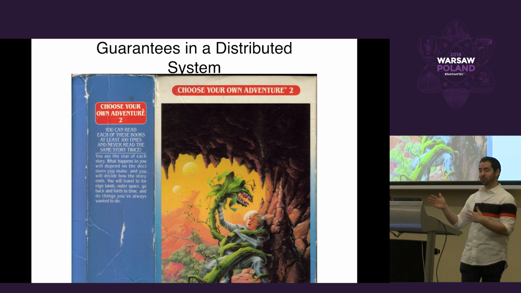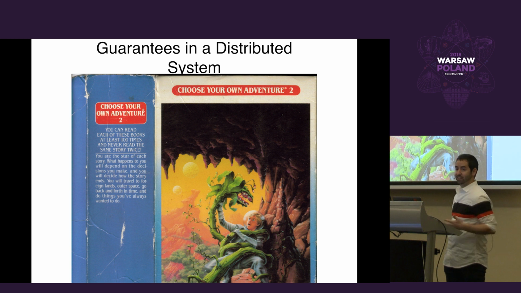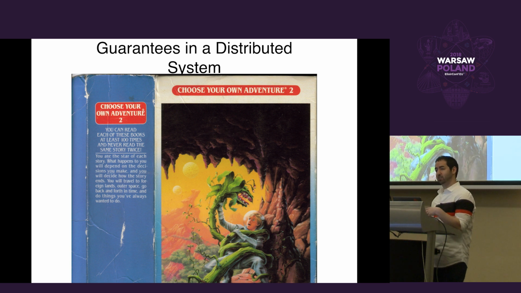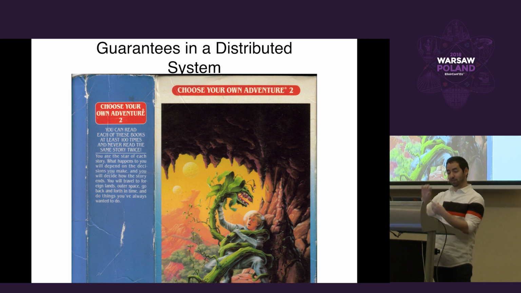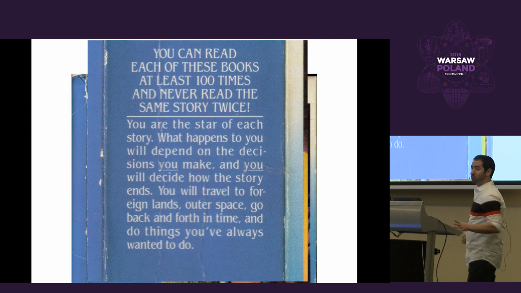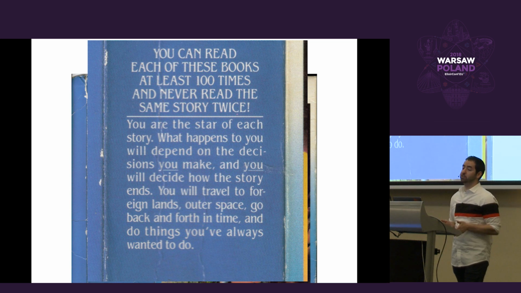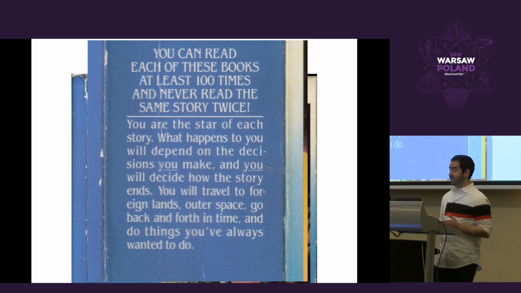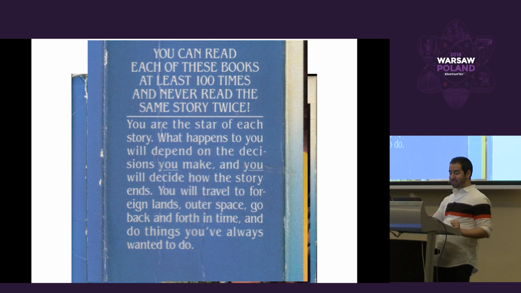So I was trying to look for covers, and I was just going to make this point, and then the first cover I found ended up perfectly describing the different guarantees in a distributed system and the decisions that you now have to make yourself on the side cover. So this is great. It's like you are the star of each story. So if you want to say, you know what, we don't need a database, and I want to run stateful systems, now you as the developer have to make certain decisions that you can't avoid. It tells us what happens will depend on the decisions that you make. You will decide how the story ends.